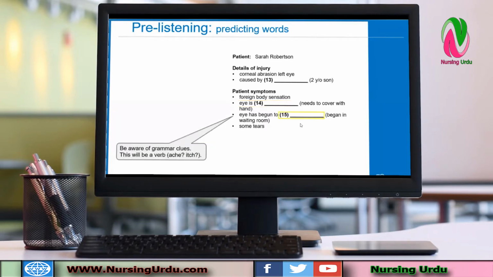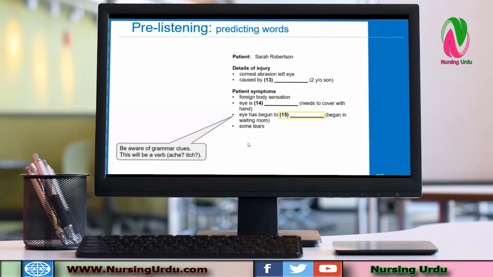What about grammar clues? Bharti, you asked me about grammar before. Grammar is important here because we need to be aware of grammar clues, right? We see that number 15 is preceded by "to," which means that it's probably going to be a verb, okay? It's probably going to be a verb.